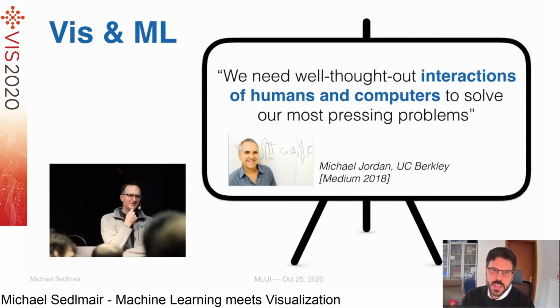I think there's many great quotes that we can use here. This is just one that I saw Jeff using just a month before the lockdown and the pandemic hit the world. He gave a talk in Stuttgart and he used this quote by Michael Jordan, not the basketball player, but the famous statistics professor at UC Berkeley, who says we need well thought out interactions of humans and computers to solve our most pressing problems. And I think this is what I believe, and I guess this is also what many of us believe in this community, that we need to get it.